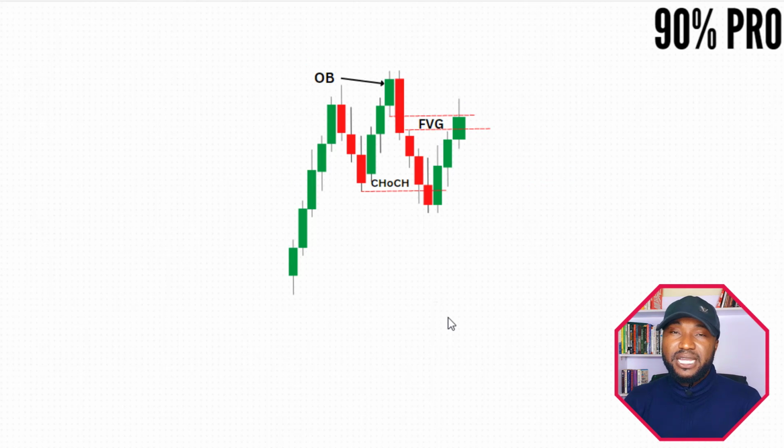Now, it's not every kind of order block that gives you a high trade probability, but this type of order block that has a fair value gap attached to it gives you the highest trade probability. Let's go to our chart and find some of them on a live chart, and then you're going to see it.